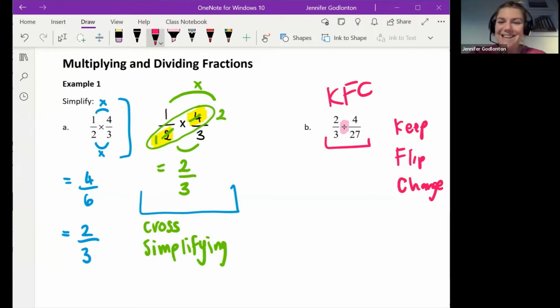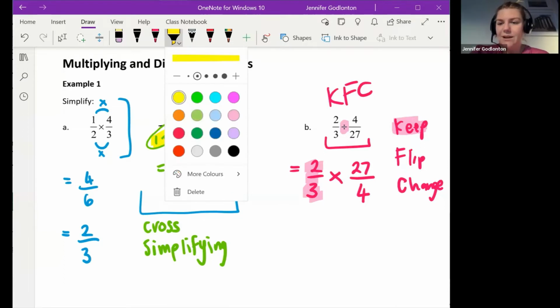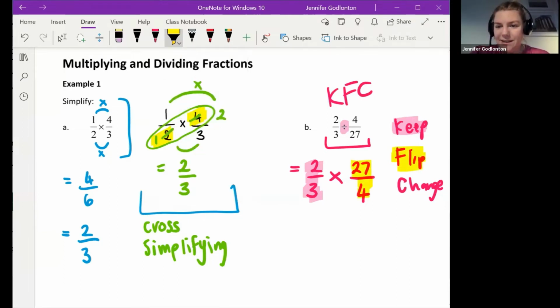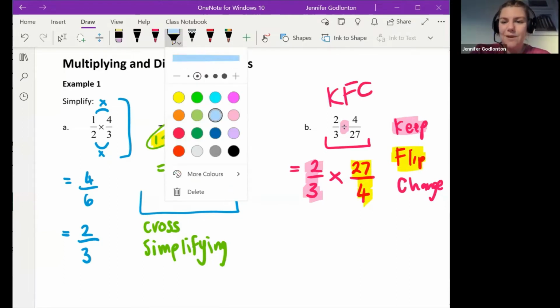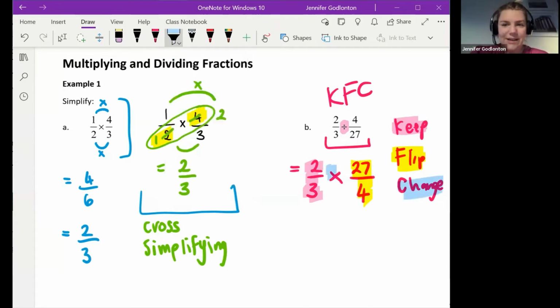So what that means is we keep our first fraction. Okay, we keep our first fraction. We flip the second fraction. Let's just do it in order. So flip the second fraction and then we change the sign. Okay, so keep the first fraction. Flip the second fraction. Last step, change the sign. KFC. Okay. Oh, KFC. Now I'm hungry.